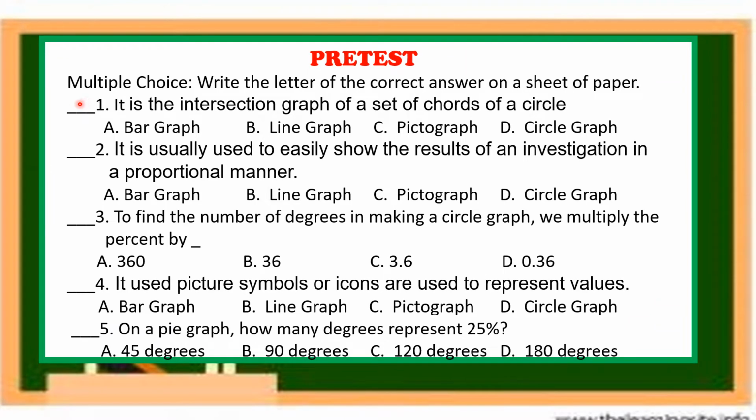So we'll have our answer. For number 1, we have letter D. Number 2, we have letter D. Number 3, letter C. Number 4, letter C. And for the last number, we have letter B.